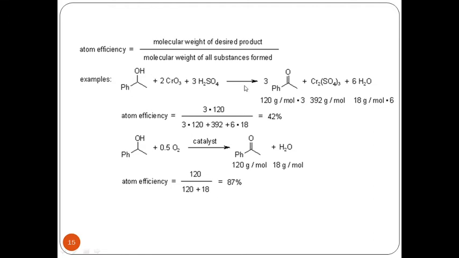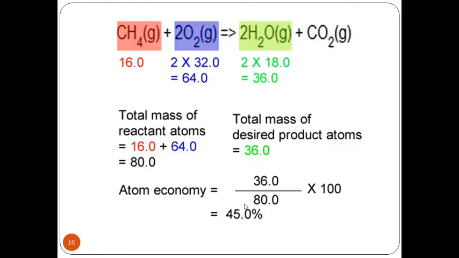So when I compare these two reactions, the conventional method where I make use of chromium oxide gives me just 42% atom efficiency. That means I am converting just 42% of my total starting materials into the final product. Whereas when I utilize oxygen, I can see that 87% atom efficiency is observed. Hence, in comparison, this catalytic way of conversion of benzyl alcohol to benzaldehyde becomes more atom efficient.